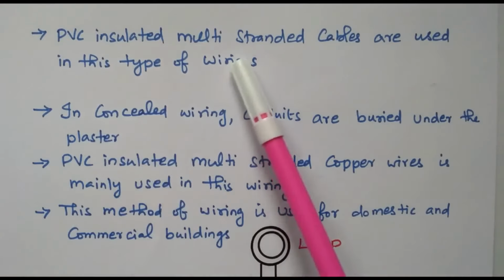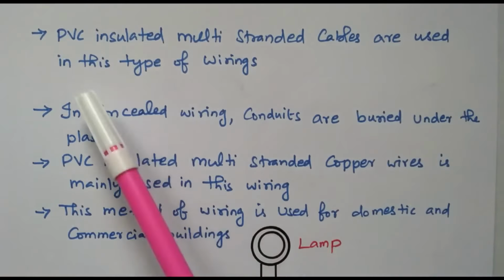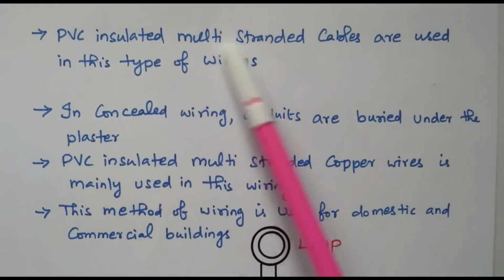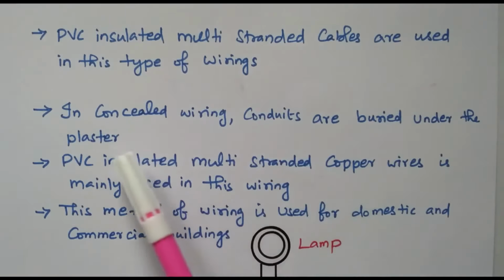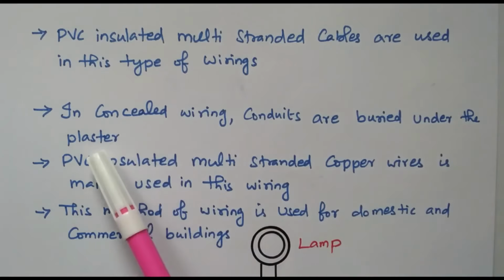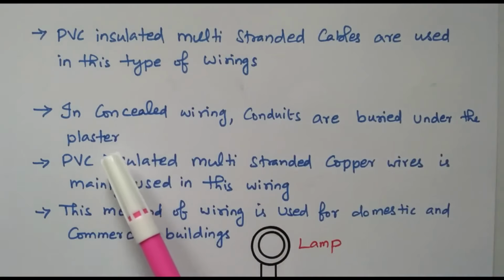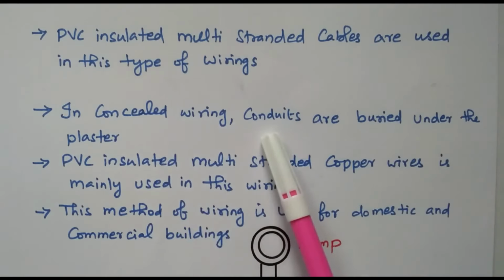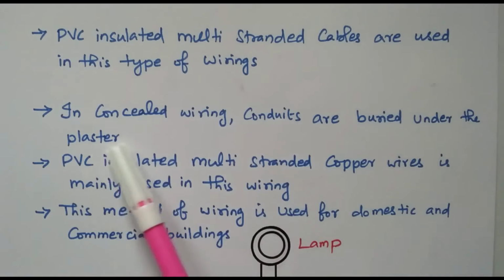PVC insulated multi-stranded cables are used in this type of wiring. So we are using the PVC insulated multi-stranded cables. In concealed wiring, the conduits are buried under the plaster. So we can place this conduit either outside the wall or inside the wall.